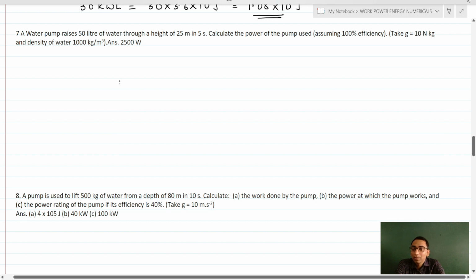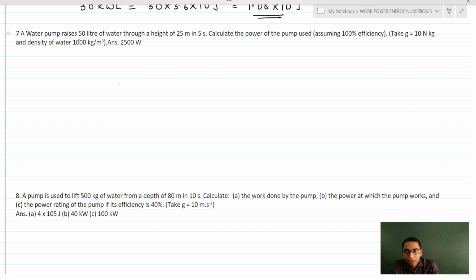So now let's move on to problem number 7, and it says that the water pump raises 50 liters of water, and the density of the water is also given to us, height above the ground 25 meters, and the other data. So how would I look at this problem is, I would consider water to be a box. Please consider that there is a box which is itself made up of water, and then the mass of this block would be equal to density times the volume. So 1000 kg per meter cube is the density of water, and the volume is given in liters.